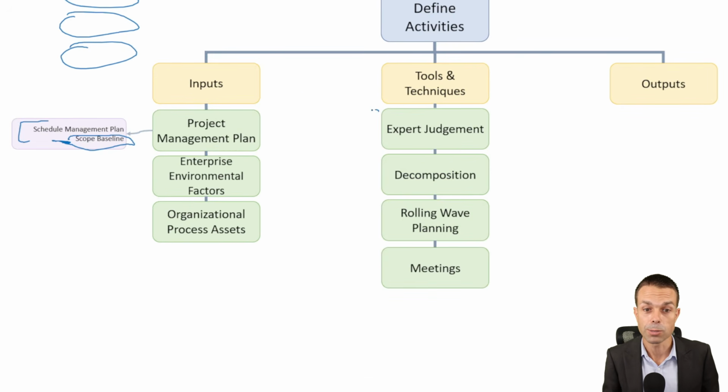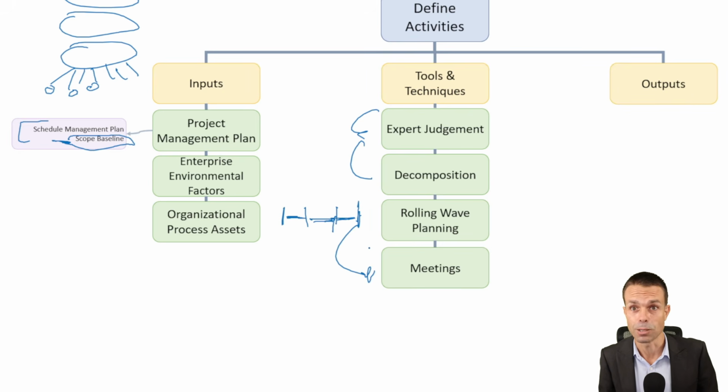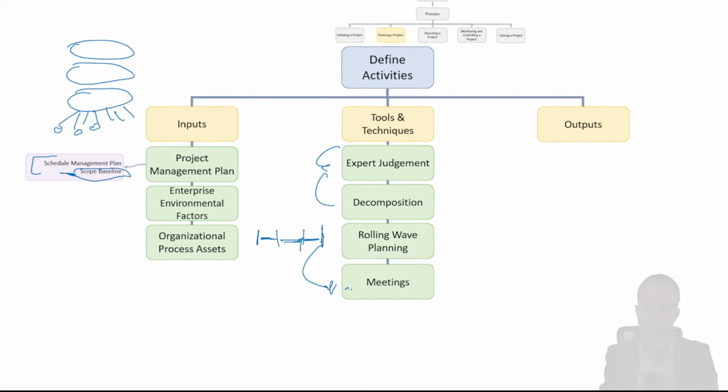So we're going to use expert judgment. We're going to use decomposition because we're going to decompose those work packages into activities, so further. Rolling wave planning is something we can use. That's an agile technique. There's much more to it, but that's an idea. Meetings to tie it all together.